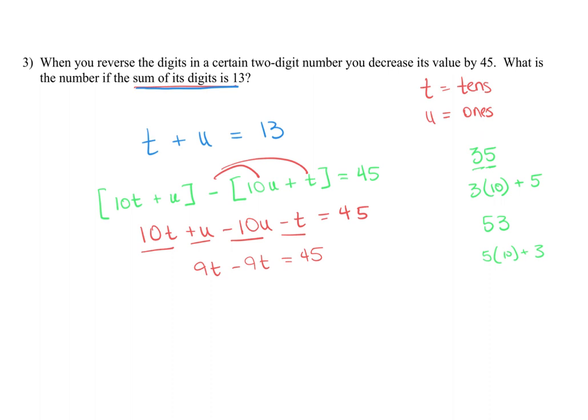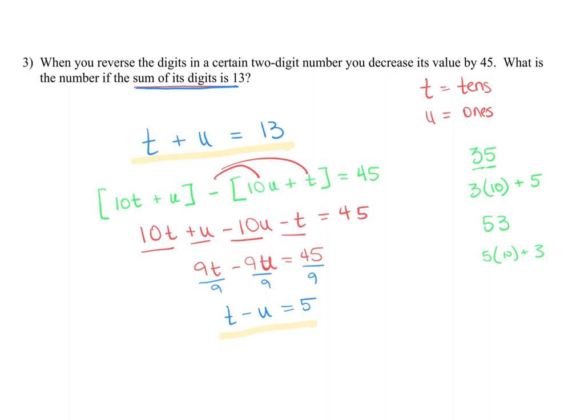How can I simplify that equation? What comes out of everything? A 9, right? So I can divide everything by 9. By the way, you can always simplify your equations before you start manipulating them with the other one. So I have t minus u equals 5. Right? So now I have two equations. I have this equation for my digits, and I have this equation for what I just calculated and simplified.